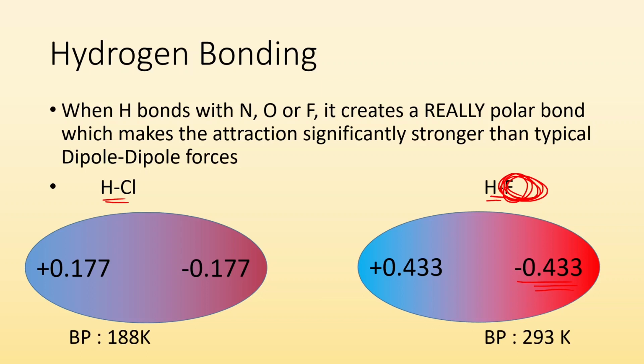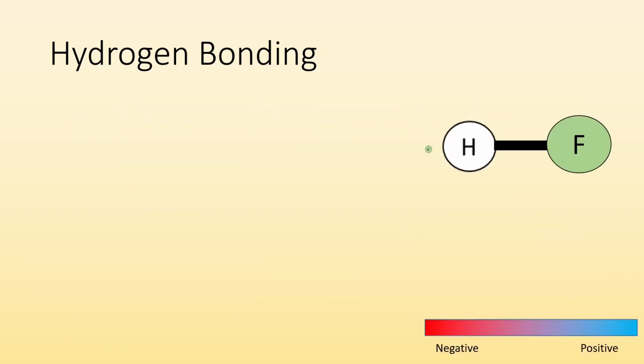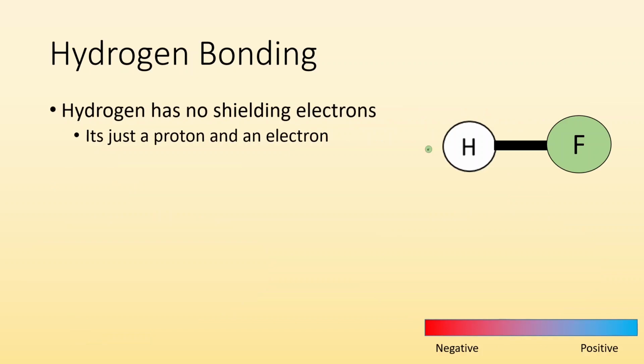And you can see as a result, the boiling points are drastically different. So why is that? What's going on? What's special about nitrogen, oxygen, or fluorine? So we know that hydrogen has no shielding electrons. It's basically just a proton and an electron.